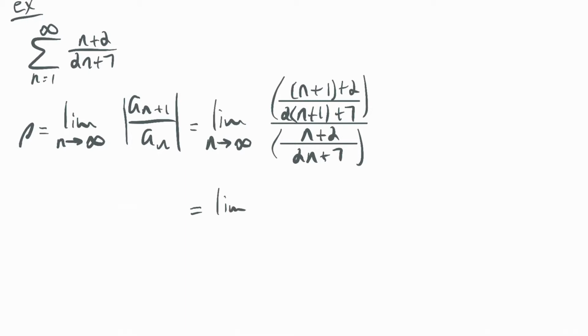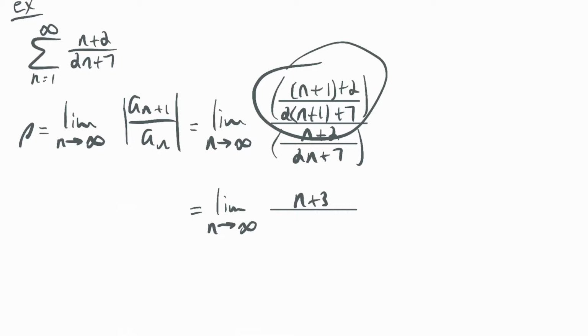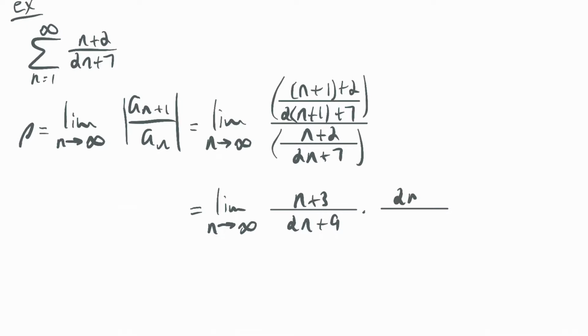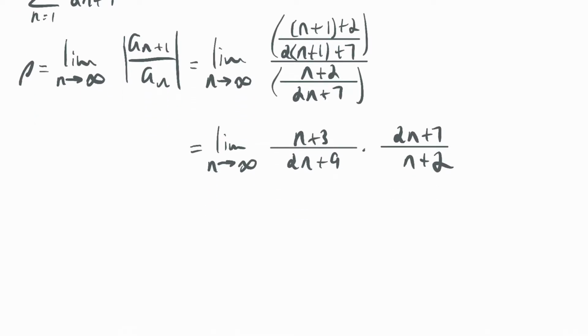So this is the limit as n goes to infinity of, and I'll do some simplification. In the numerator of the numerator, I'll have n plus 3. In the bottom of the numerator, I'm going to have 2n plus 2 plus 7, so 2n plus 9. Times 2n plus 7 over n plus 2. So what to do here? Well, one way to do this is I could use the product rule for limits if I wanted to. I don't have to do that.